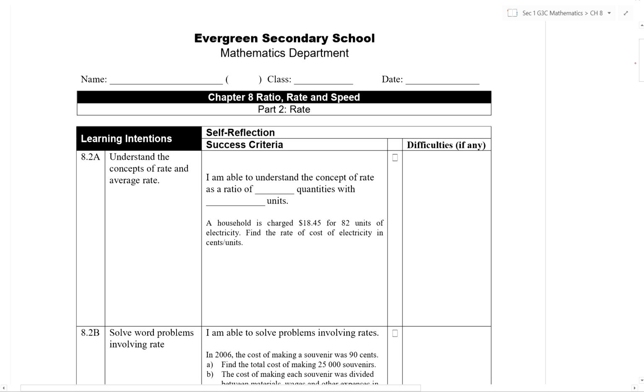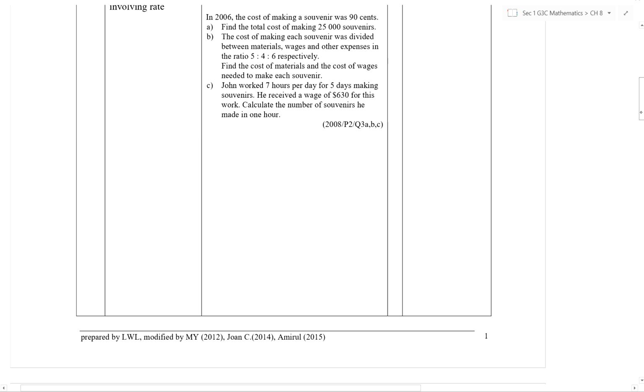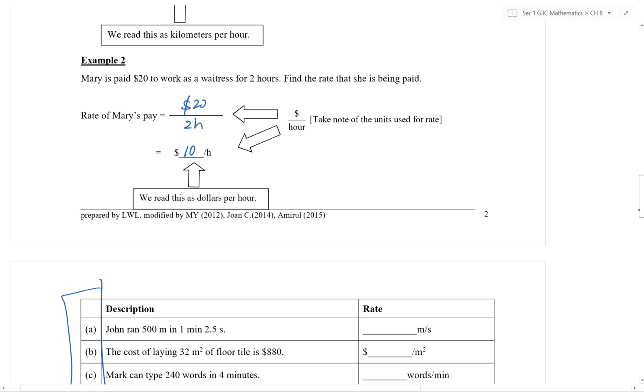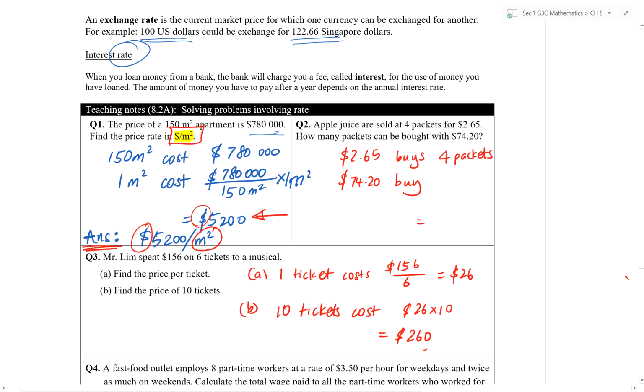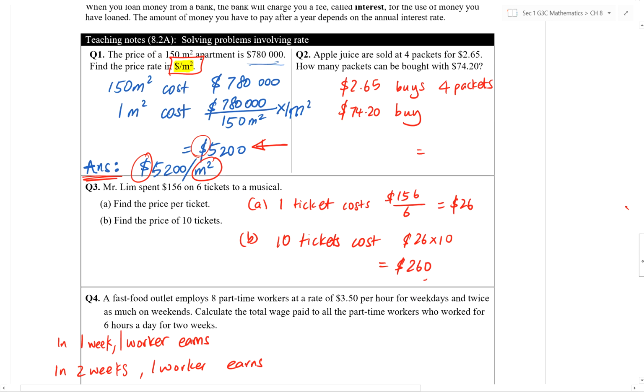For today's lesson, we will review our homework questions for Chapter 8, Part 2, as well as finish the notes for this part. Okay, so I've looked through your homework assignments. Generally, question 2 and question 3 are quite well done.